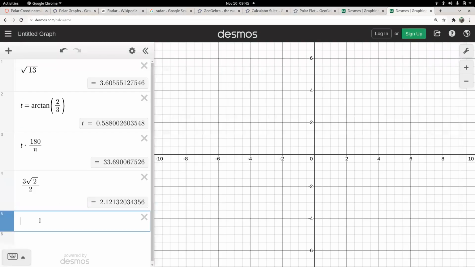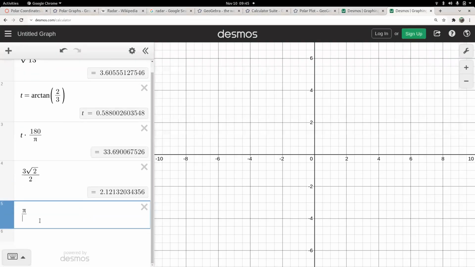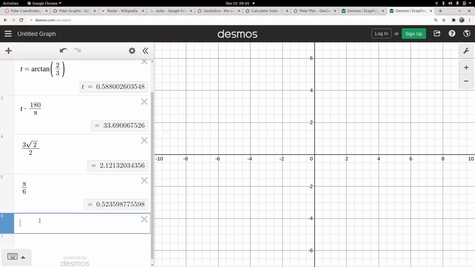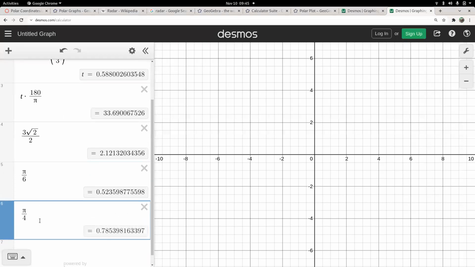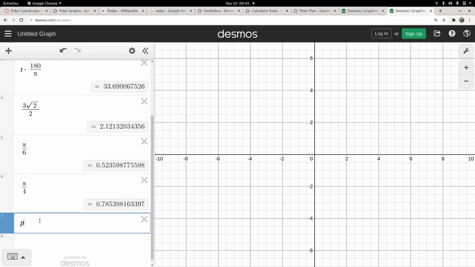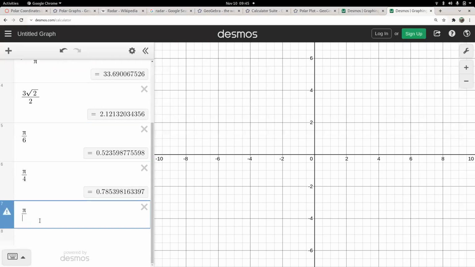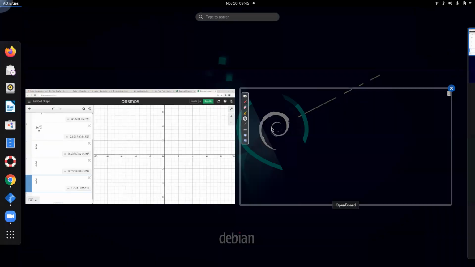I had one here, so I need a decimal for pi over 6. I need a decimal for pi over 4. I need a decimal for pi over 3. All right, so 0.5-ish, 0.8-ish, 1-ish, a little bigger than 1. So 0.5, 0.8, 1. Let's graph that.